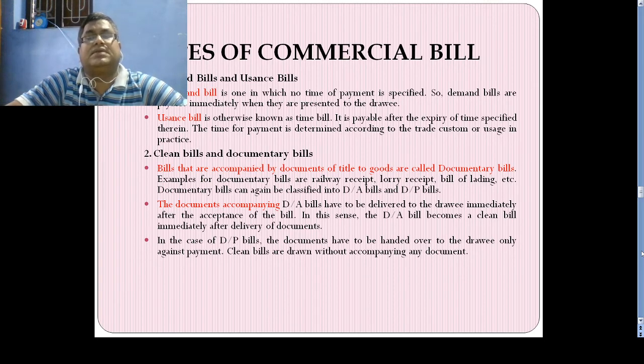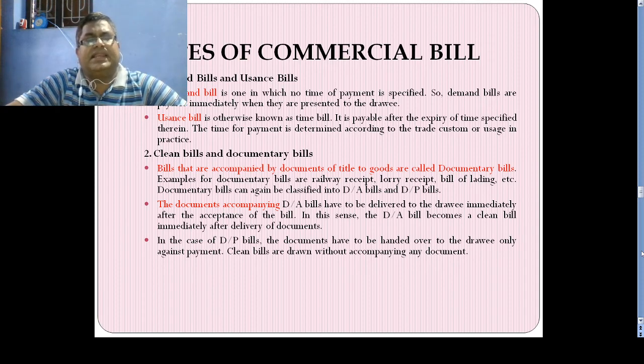Usance means that there is a trade custom, or some time period is fixed, or the time for payment is determined according to custom, usage and practice. That is called a usance bill. For a demand bill, there is no fixed period; demand bills are payable immediately when they are presented to the drawee.